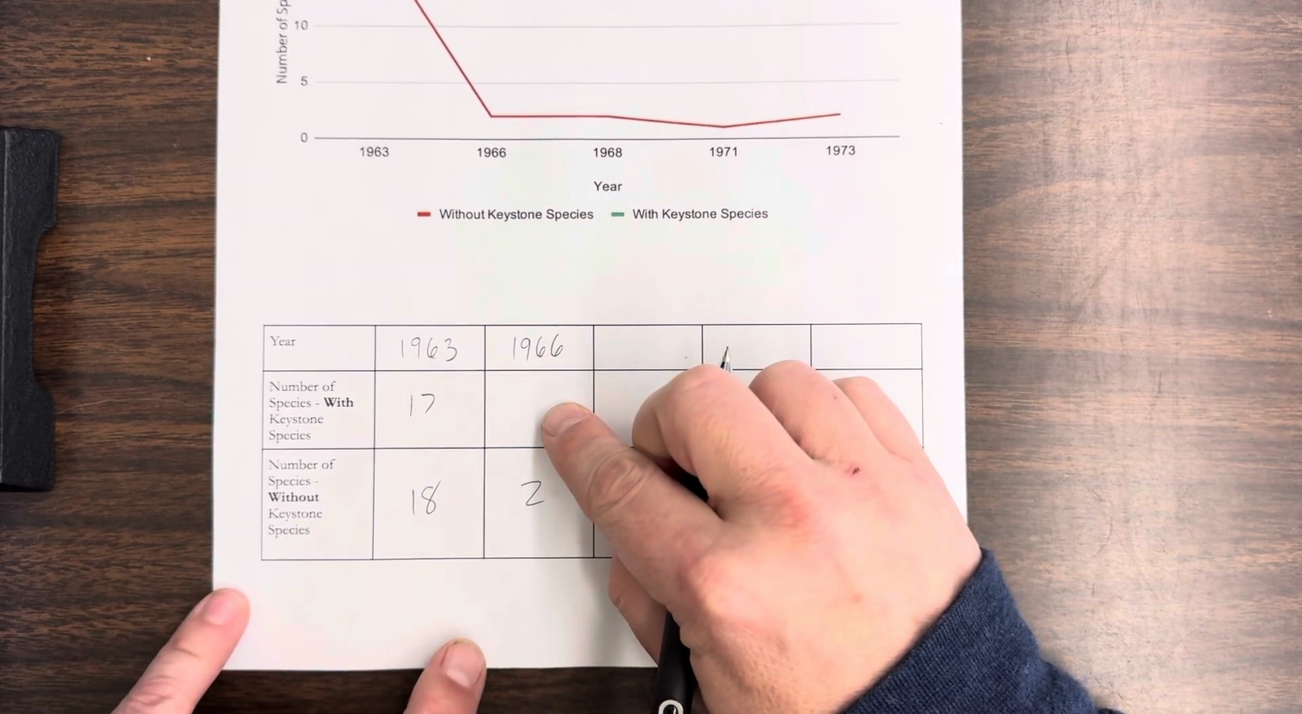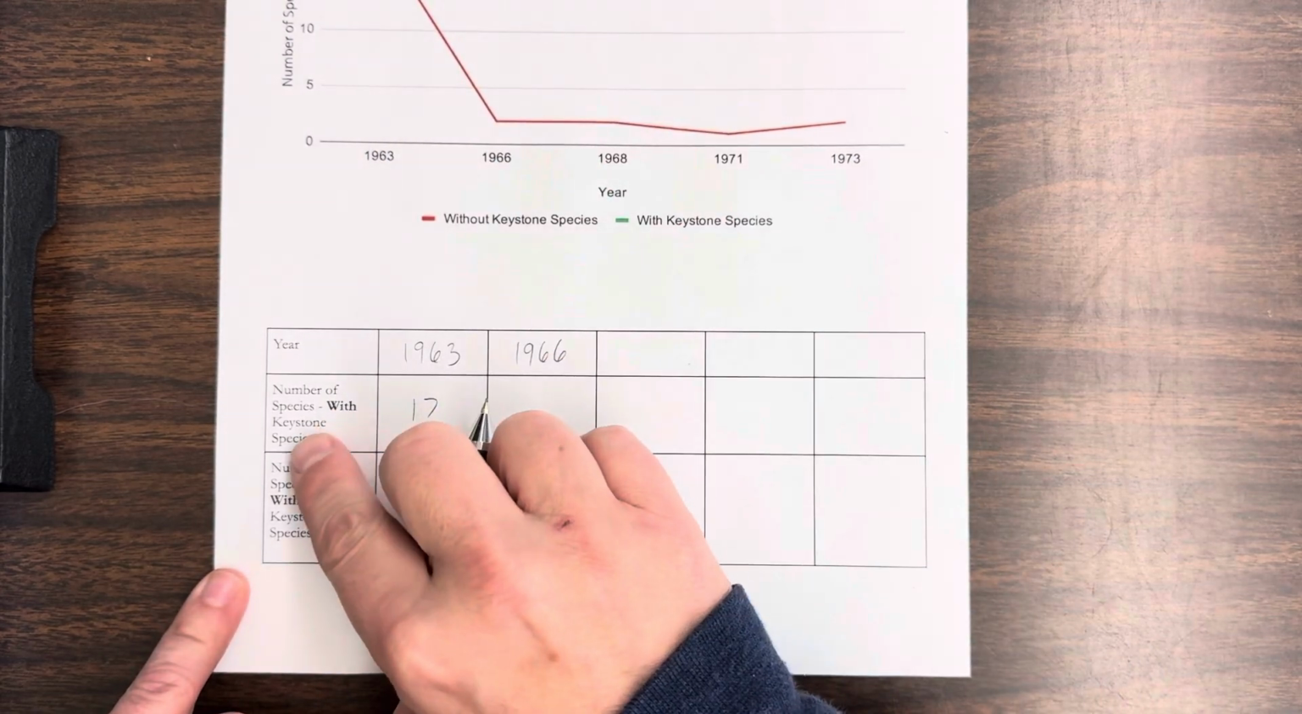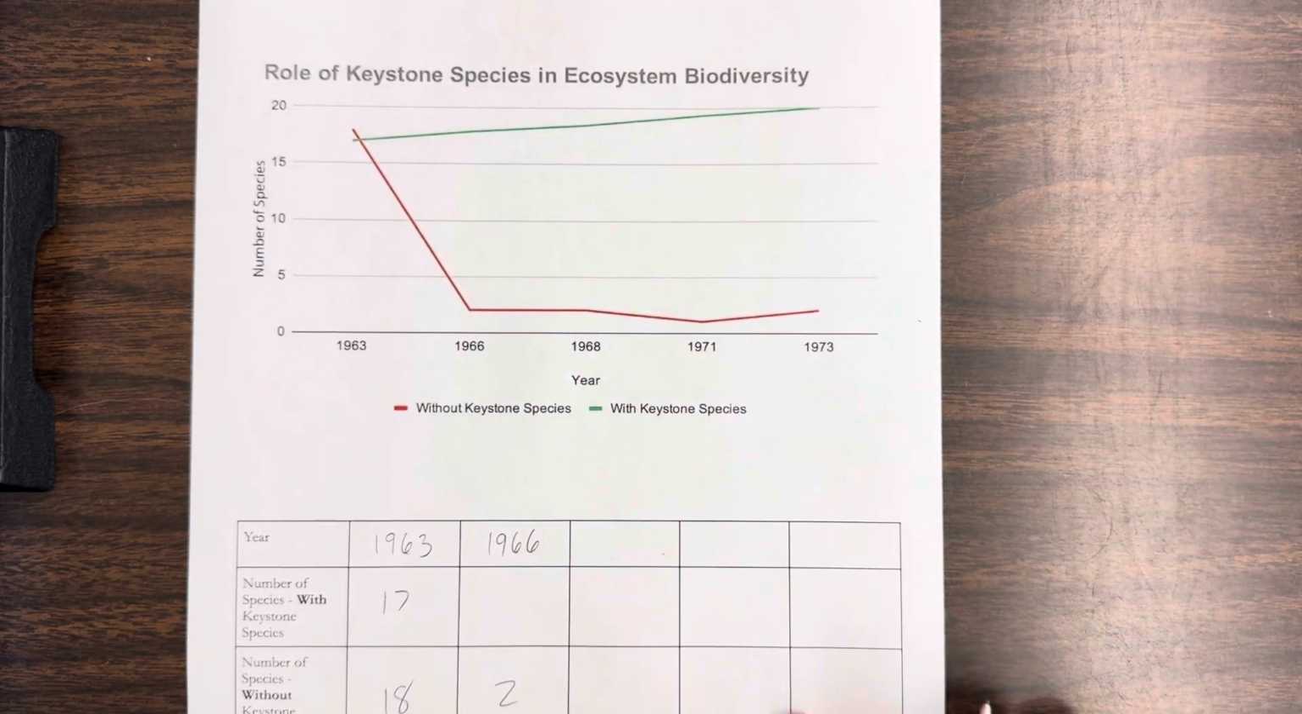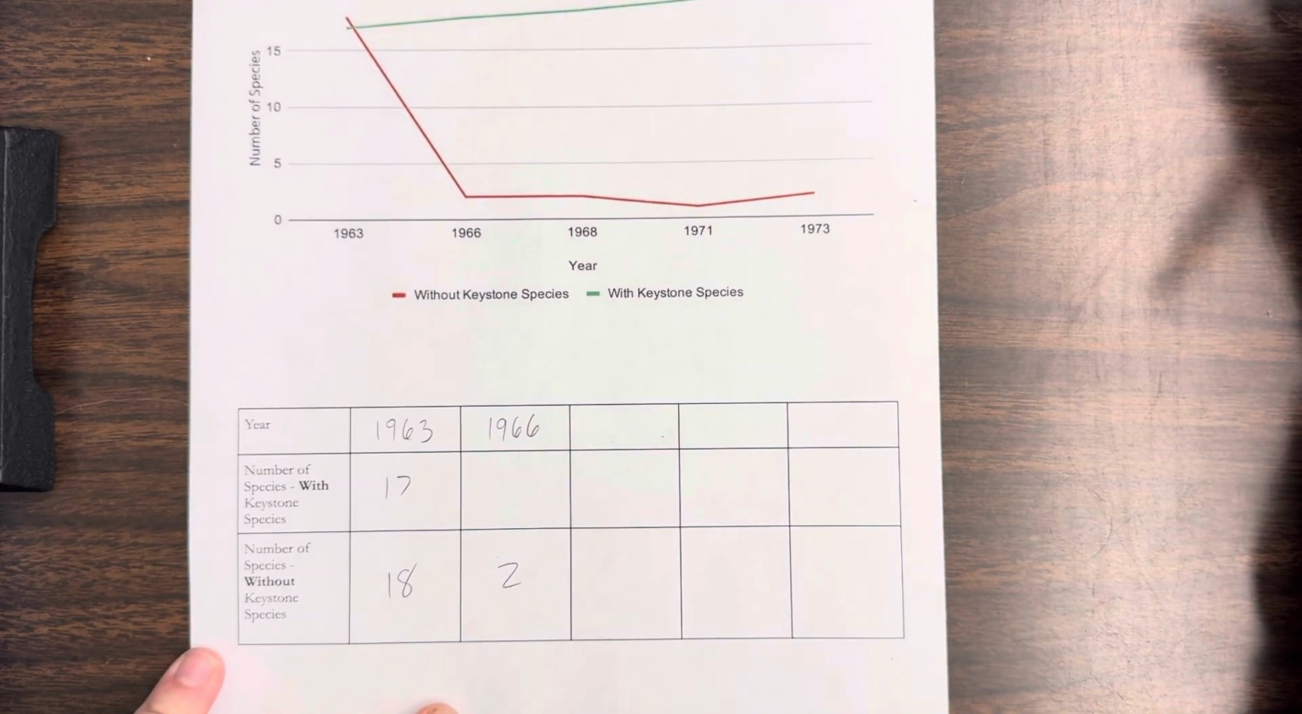So check the numbers for with keystone species, which is the green for 1966, and finish out the rest of this graph. Hope this helps.